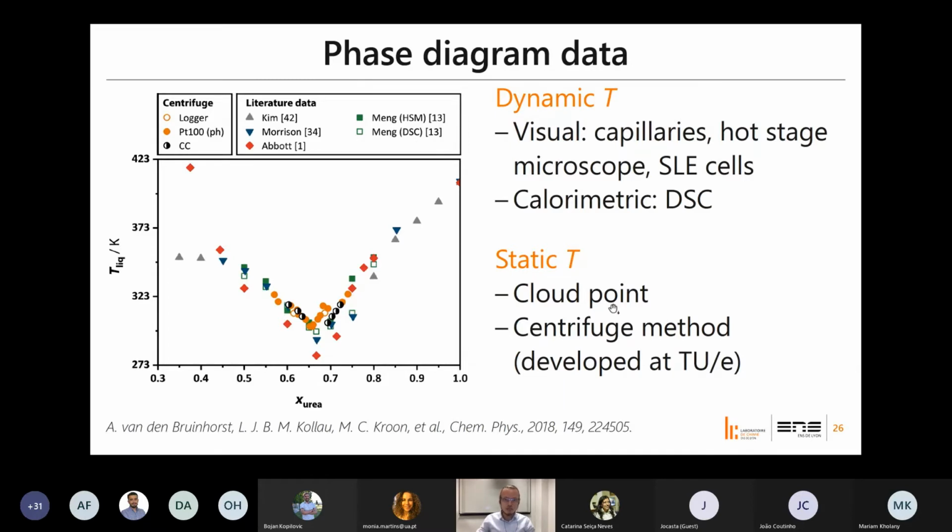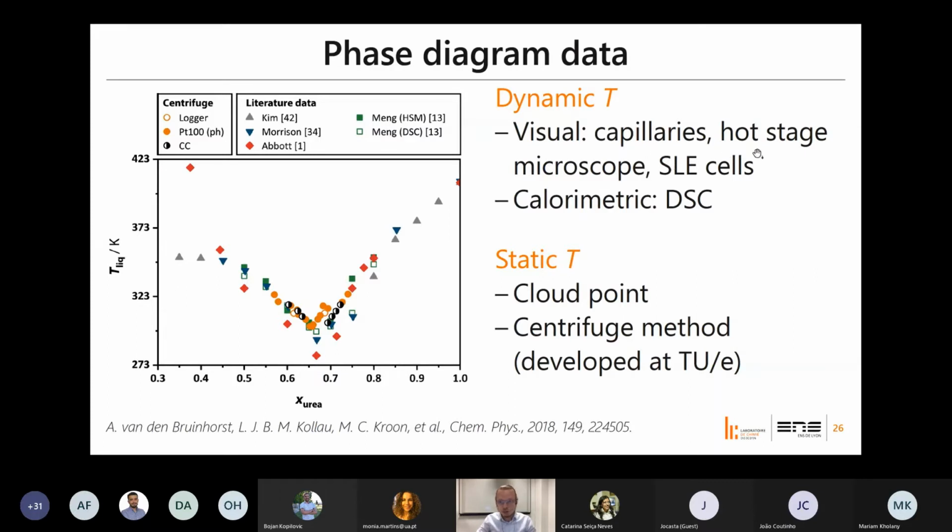And each of these methods has some advantages and disadvantages. So I want to distinguish between methods that use a dynamic temperature and a static temperature. With a dynamic temperature, you keep the composition constant and you move up or down in temperature, and you check where the phase transition is.